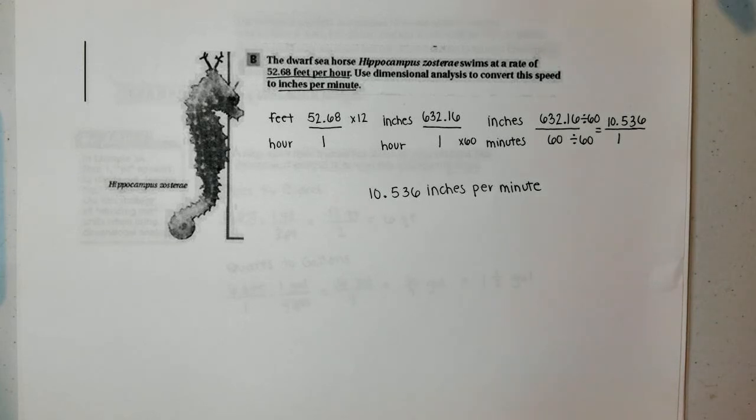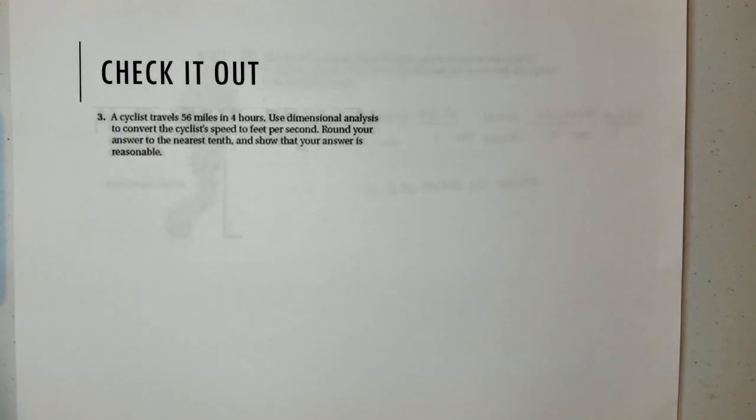All right, there is a check it out problem for you to try. A cyclist travels 56 miles in 4 hours. Use dimensional analysis to convert the cyclist's speed to feet per second. Round your answer to the nearest tenth and show that your answer is reasonable. So go ahead and pause the video. Try this one on your own. Resume when you're ready to check your answer.